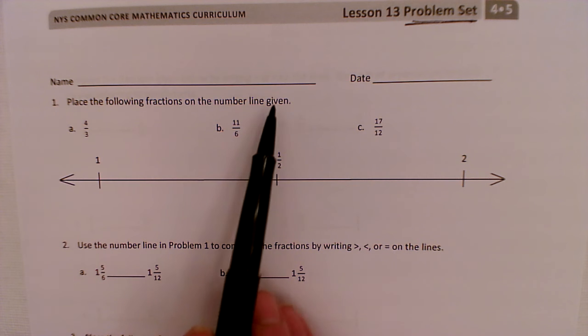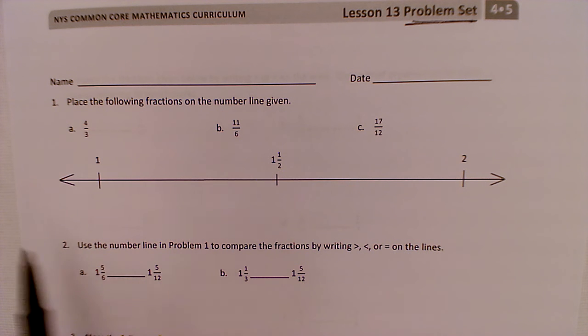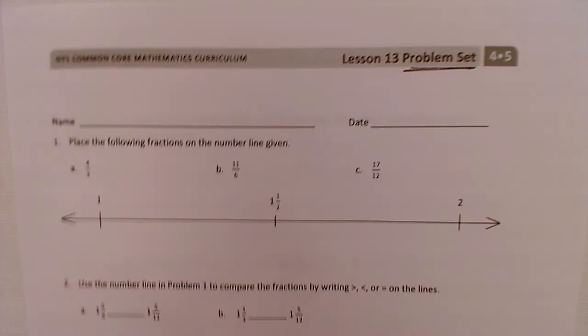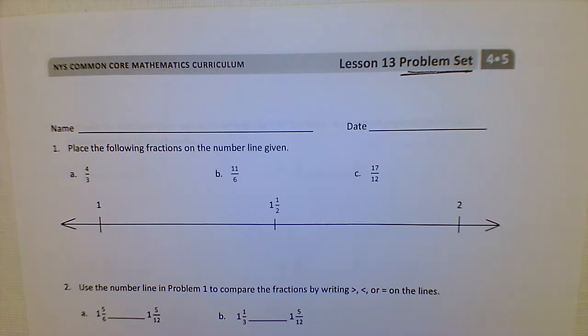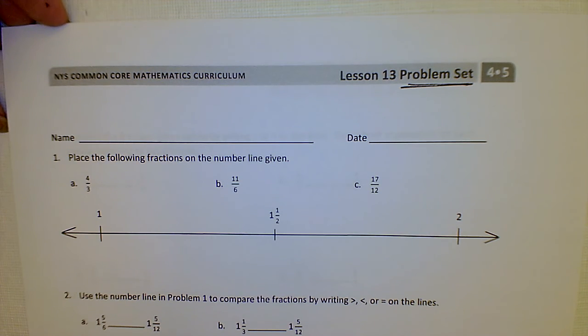It says, place the following fractions on the number line given. So the first fraction that I have to work with is 4/3. So I need to figure out where I'm going to put 4/3 on this number line. I just realized I'd never put on the light. This might actually be helpful for us if I turn the light on like that.